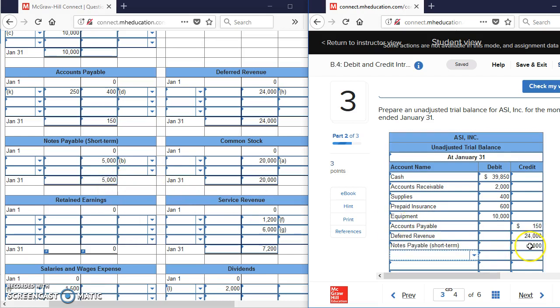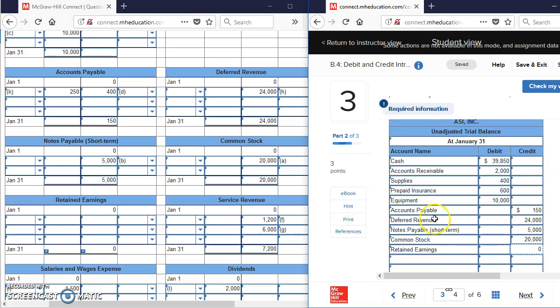We'll go $5,000. Common stock, right side, $20,000. And retained earnings, right side, 0. So here we go on the trial balance. Notice how all of your liabilities and equity accounts have their ending balance on the right side, on the credit side, because those are credit balances. Those increase on the credit side.